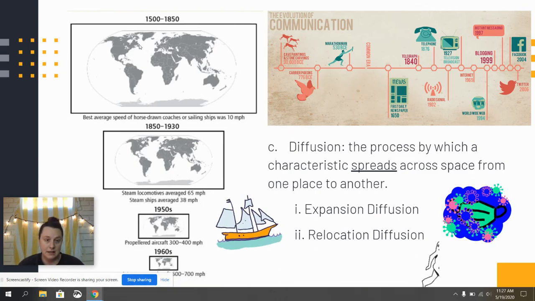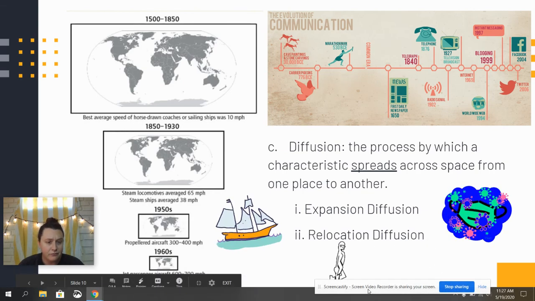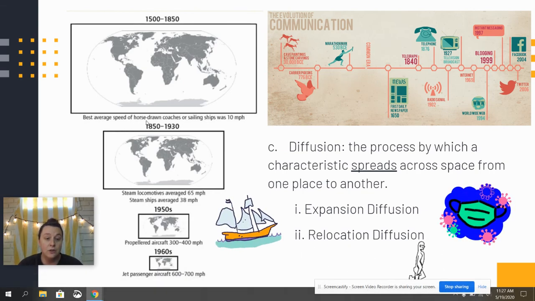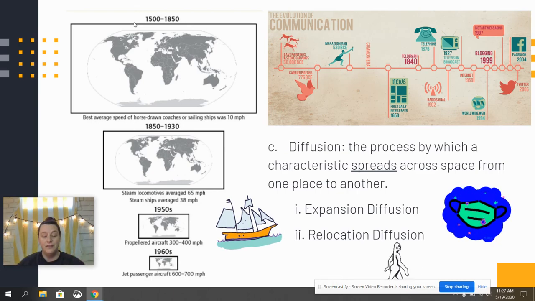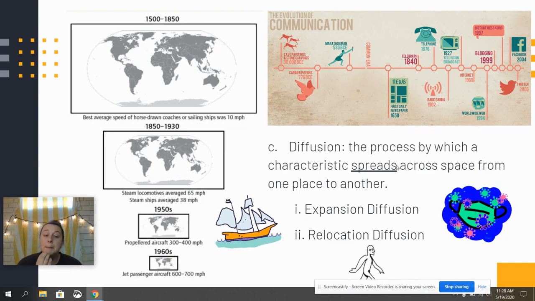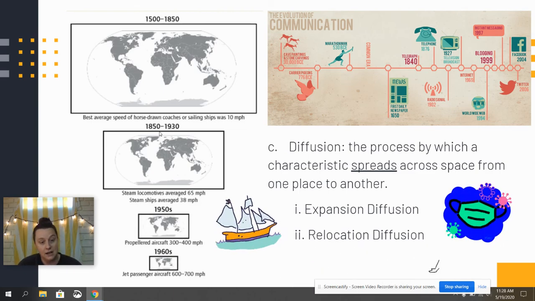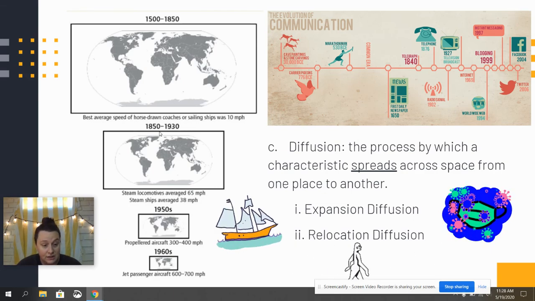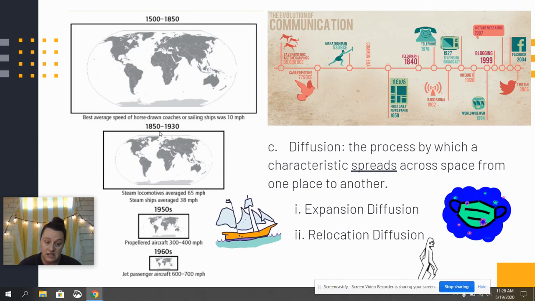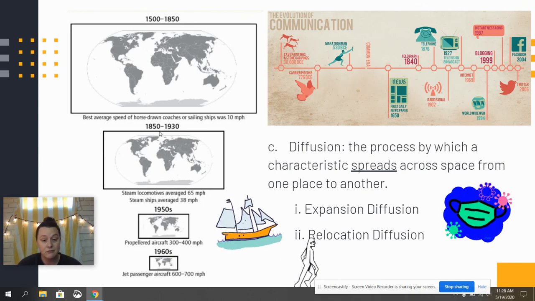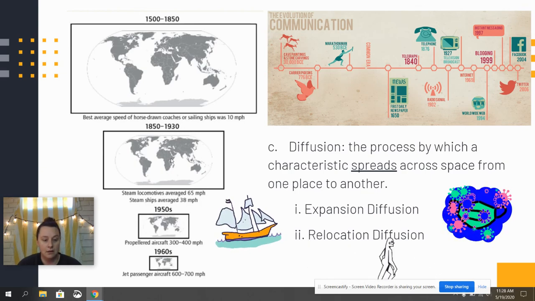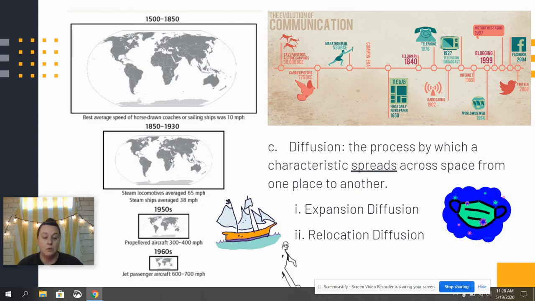If you look from 1500 to 1850, the best average speed of horse-drawn coaches or sailing ships was 10 miles an hour. So the world was huge. It took a very long time for things to diffuse or spread, right? But you can see from the period of 1850 to 1930, we've gotten new inventions in transportation and technology like steam locomotives, so steam trains or steamships. This is enabling people and things to move more quickly, right? And spread more quickly. And so the world gets a little bit smaller. We're kind of compressing, we're becoming more connected.